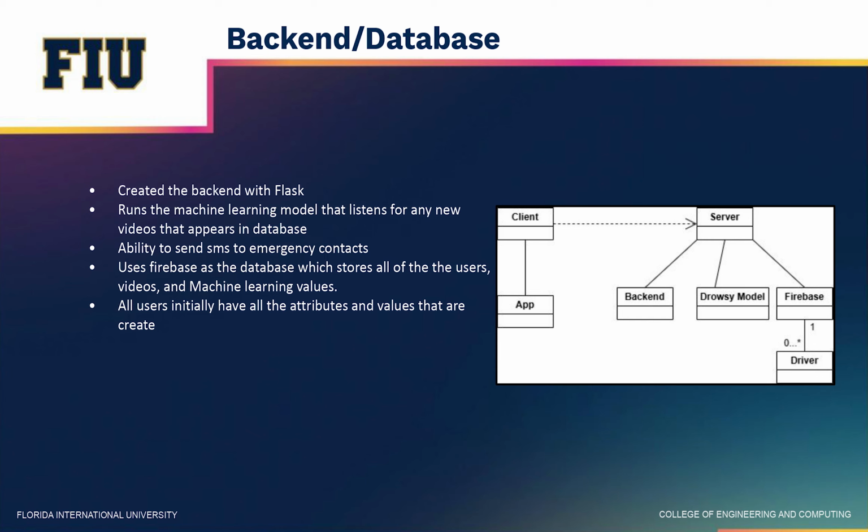The backend is written in Flask, and the database, as said before, is written in Firebase. When the user creates their account, it automatically inputs all the variables and attributes into the user. And whenever a video is received, it will automatically be placed in Firestorage, which the user has a path to, a collection. Once the model processes the video, it will automatically update the video attribute with all the values. And if the user is drowsy, it will automatically send an SMS to the emergency contact.